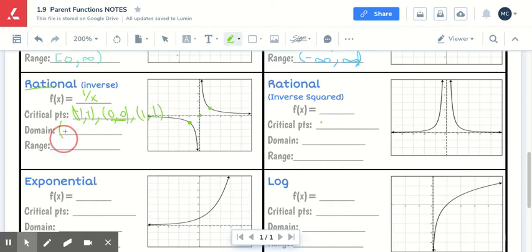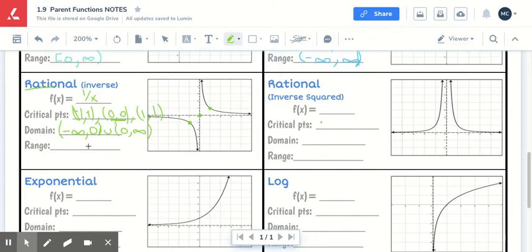Our domain for this one is all real numbers except for 0. The way we write that is -infinity to 0, and then also 0 to infinity. And so that would include everything except 0. That's indicated by the parentheses that are on the 0 on either side.